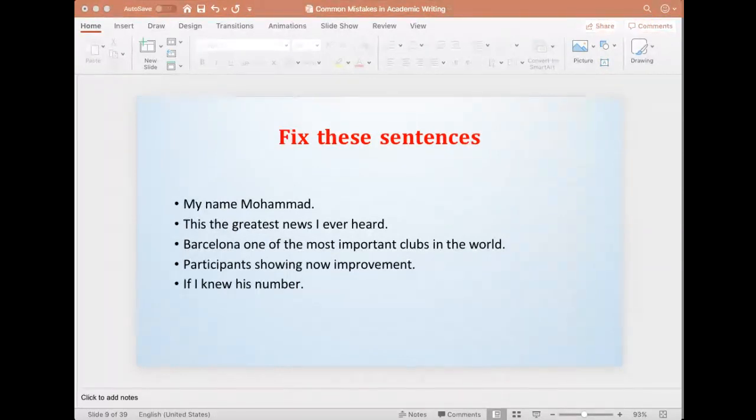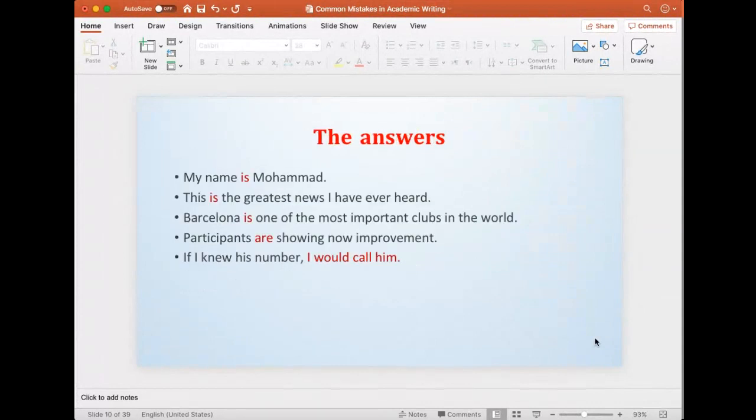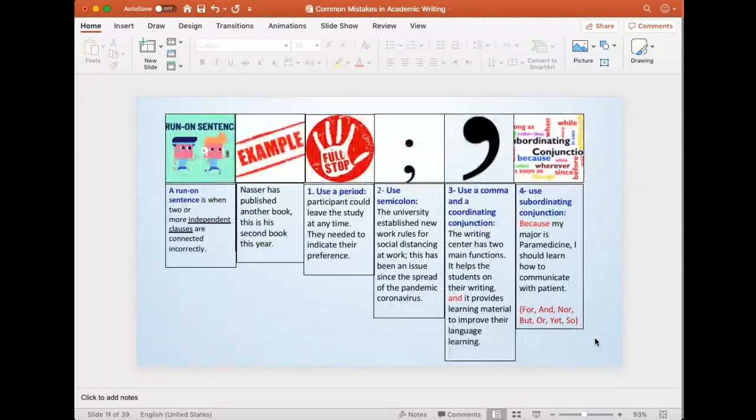So, yes, here are the answers. Okay, so you did well, mashallah. Wonderful. All right, so here, these are some issues that we might see in academic writing.